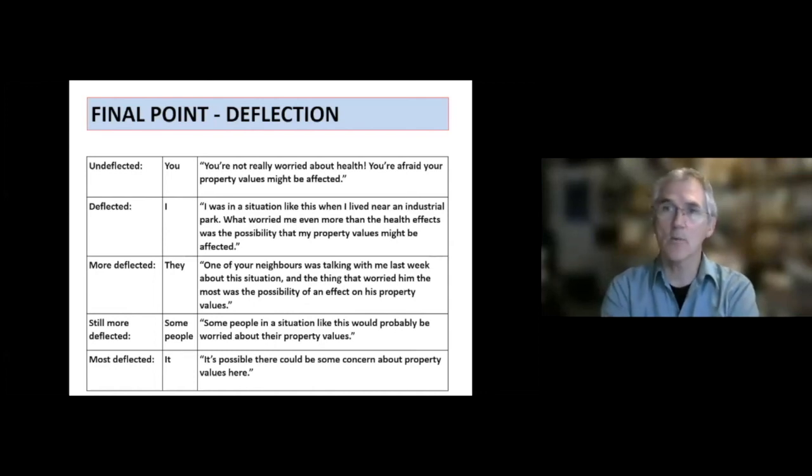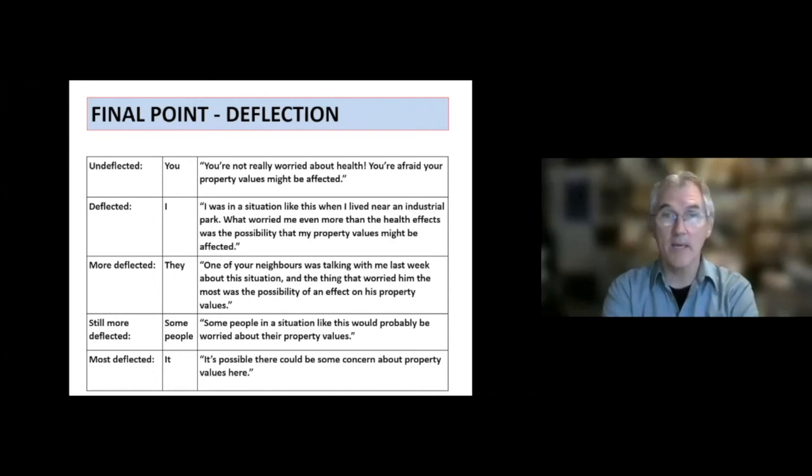The case study here was land that had been contaminated, and the public were coming together to discuss their concerns over it. This is how the responses could go. Completely undeflected, to tell someone you're not worried about your health, you're afraid property values might be affected, you'd probably get a lot of pushback. To deflect a little bit, use the word I: I was in a situation like this when I lived near an industrial park. What worried me even more than the health effects was the possibility that my property values might be affected. Using yourself, deflecting a little bit, is a more likely to be accepted message.